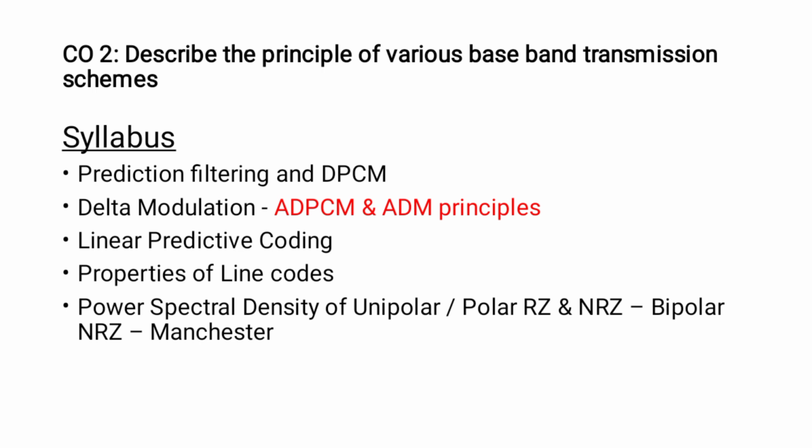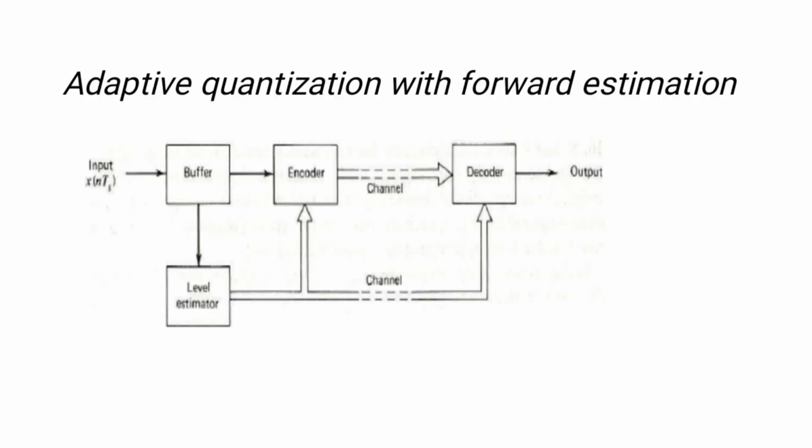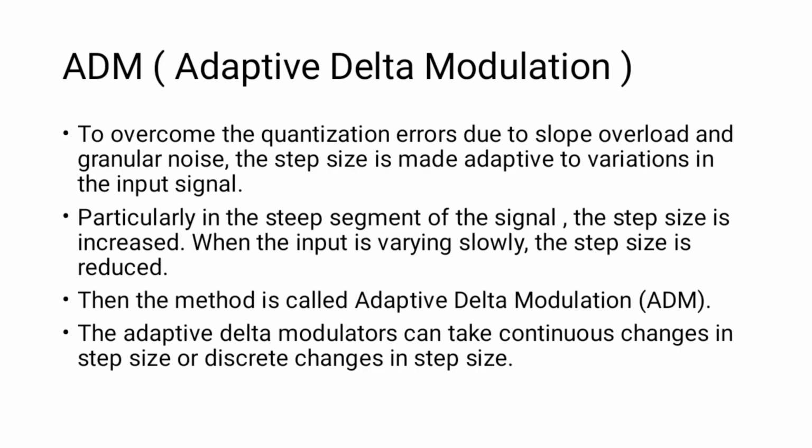Okay, first we'll see about ADM, which is adaptive delta modulation. So what is adaptive? Adaptive means it has to adapt itself automatically. What we require should be attained by the system itself, by iteration or a looping method. The signal, whatever data we require, should be obtained by using adaptive methods. That is called adaptive.